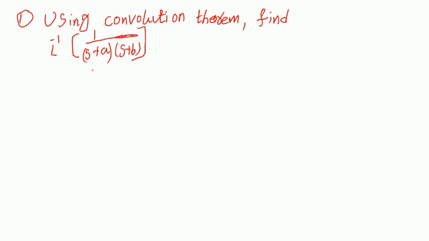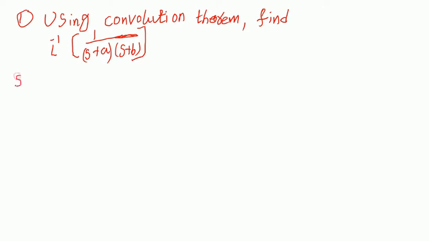So see here, we have to find the L inverse of 1 by (s plus a) into (s plus b) by using the convolution theorem. Suppose in the problem they have not mentioned using the convolution theorem, we can find it by using partial fractions also. But here they have mentioned the method, so we have to use that method only, right? Here we have to use the convolution theorem.